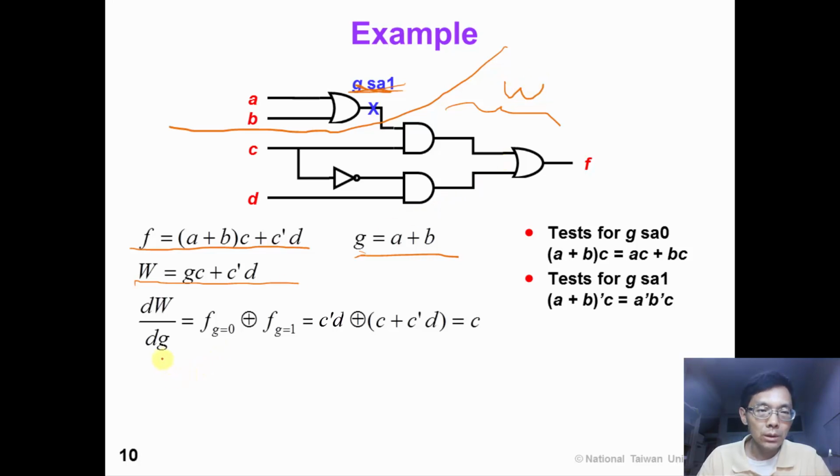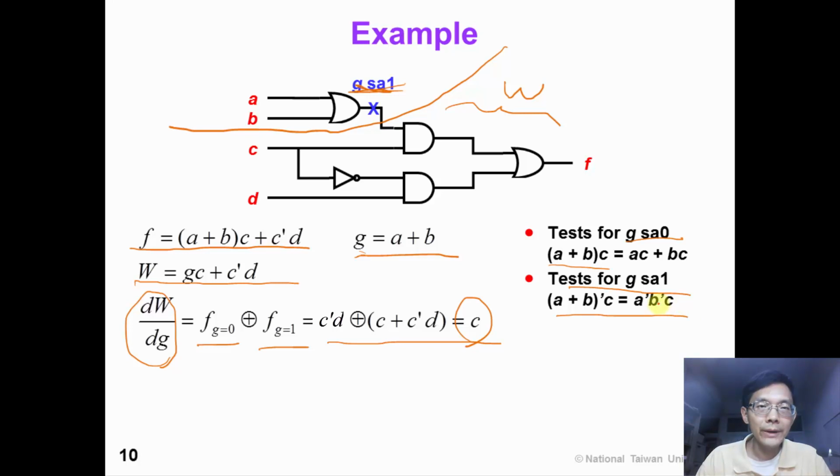So now, the Boolean difference dW over dG is the negative cofactor with respect to internal signal G and the positive cofactor, which is equal to C. So, to generate a test for G stuck-at-0, we will get (A plus B) times C. To get the test for G stuck-at-1, the answer is A prime B prime C.